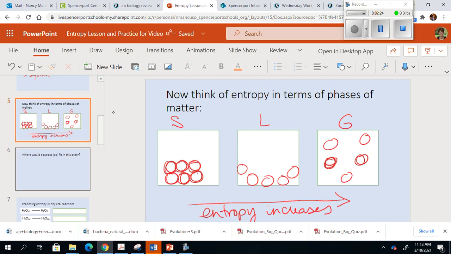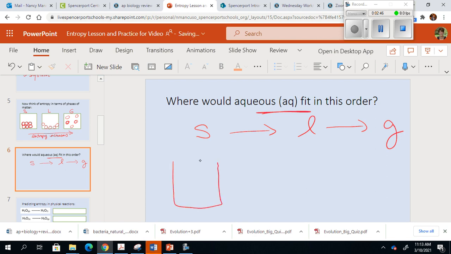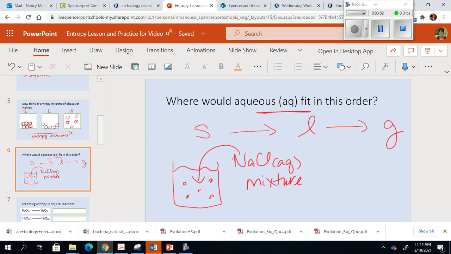All right. What about aqueous? Where would aqueous fit into this order? So if I know as I go from solid to liquid to gas, where should I fit it in? I know as I go across, entropy is increasing. So first of all, let's think about what aqueous means. Aqueous is a mixture, and it means that it is mixed well with water. So let's do NaCl(aq). That would mean I have salt dissolved in this water.